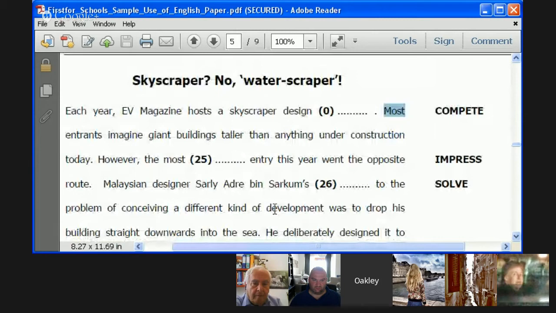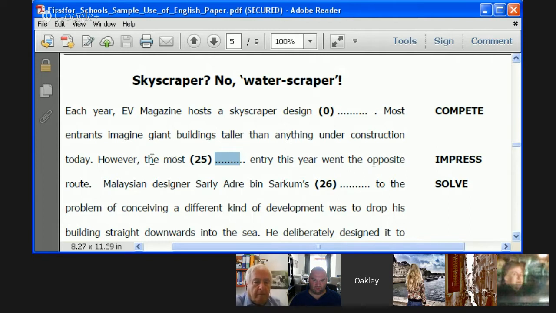"Most entrants imagine giant buildings taller than anything under construction today. However, the most entries this year went the opposite way. The most..." Impressive? Oui, madame, you are correct. Very good. Definitely the most impressive.